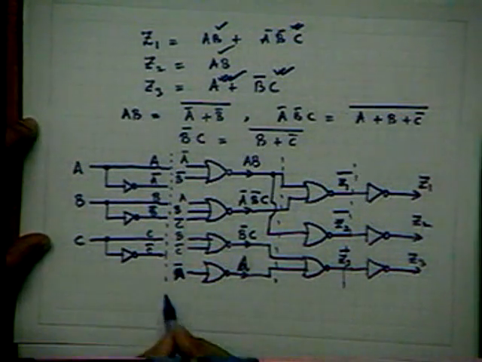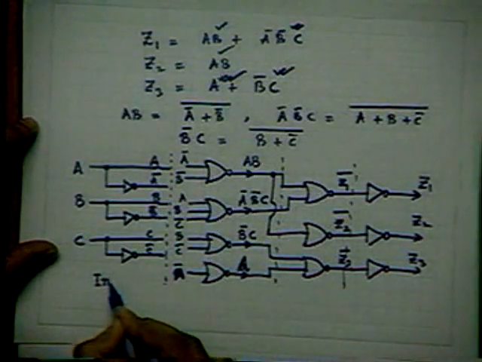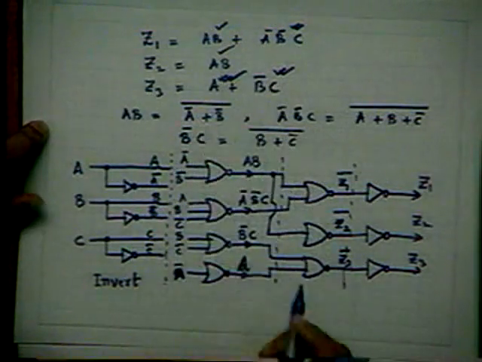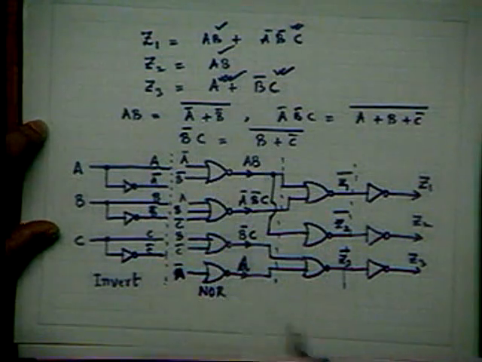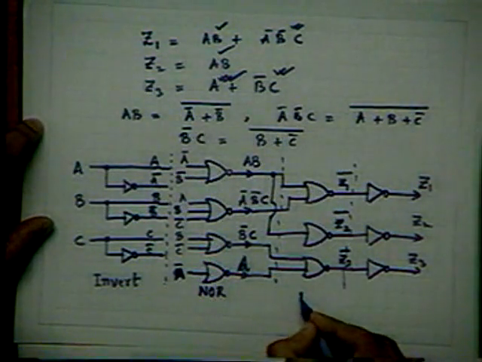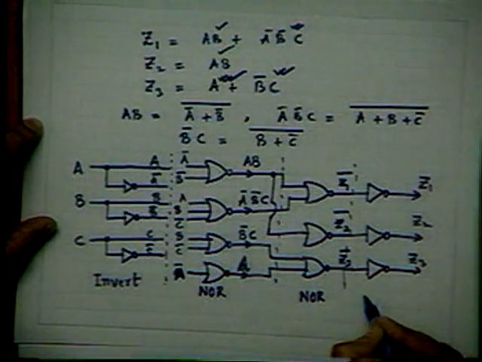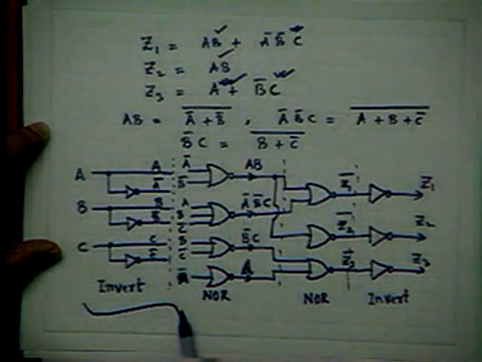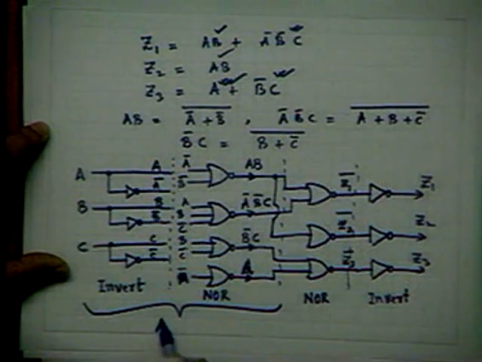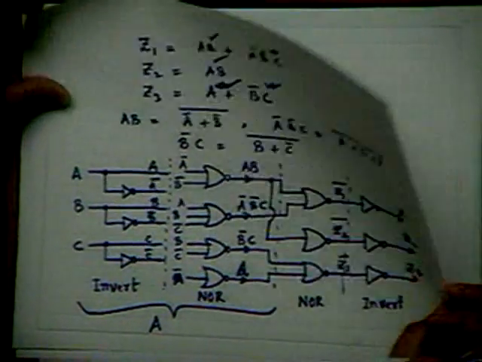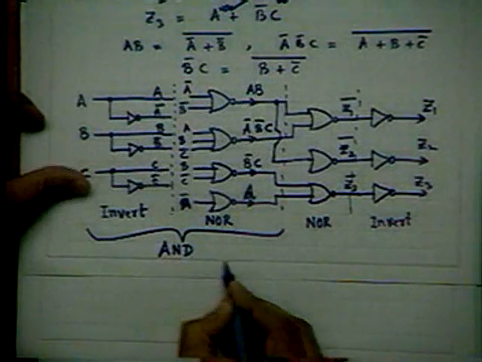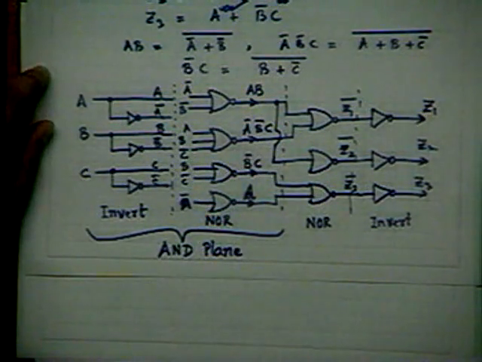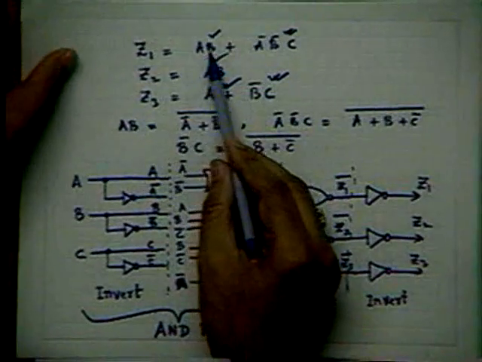So you see that basically in the first stage I have a column of inverters, then a column of NOR gates, then another column of NOR gates, and finally again invert. The purpose of the whole thing here is to produce AND functions. Normally, in the nomenclature of PLAs, I shall call it the AND plane. You produce the AND functions from the input variables.